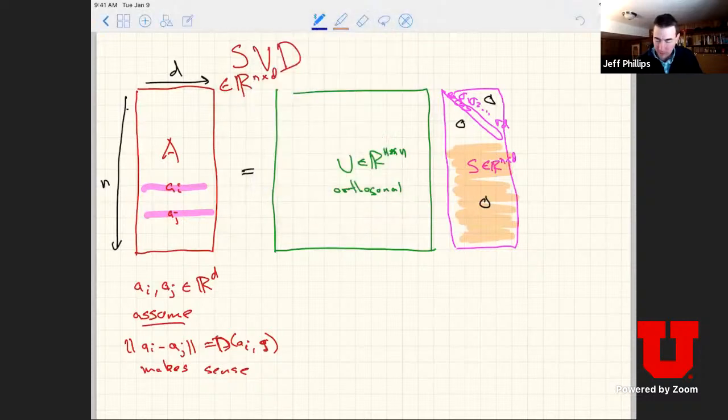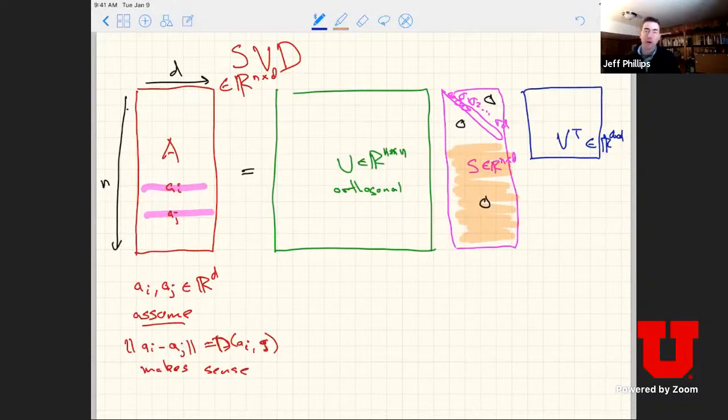Okay, and then finally there's another matrix, V, or actually V transpose. V transpose is going to be over here, and this is going to be in R^(D×D). So it's a D by D matrix, so all the multiplication works out. I have D by D times an N by D. That gives me an N by D matrix again. Multiply that by N by N, that's still an N by D matrix, so I get back the right dimensions of A.